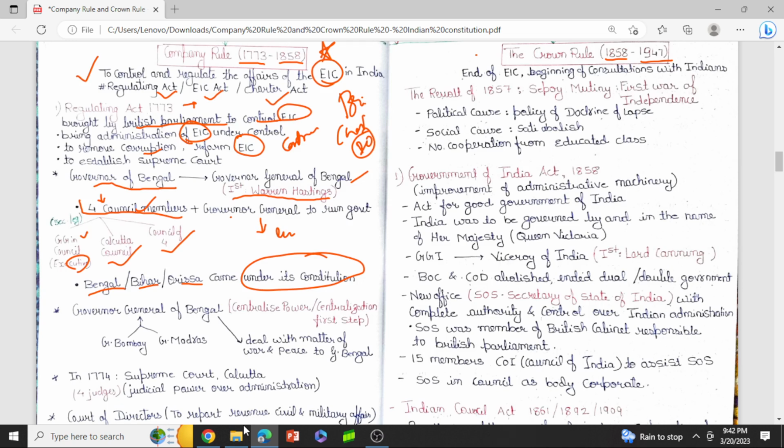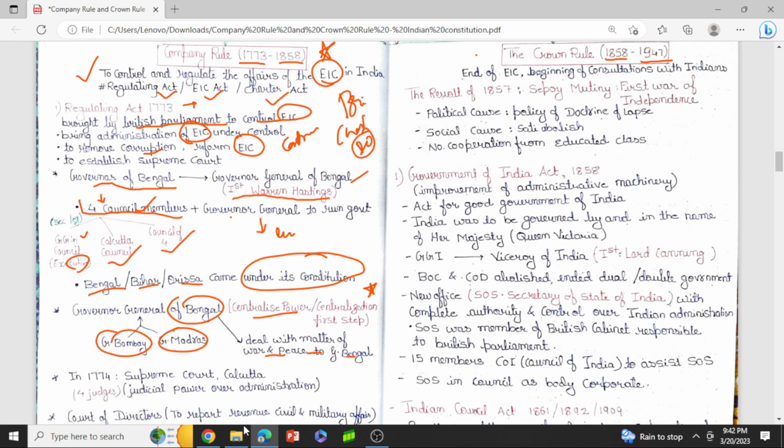So this was where the Governor General of Bengal had to deal with the matters of war and peace, and the Governor of Bombay and Governor of Madras were kept under the Governor General of Bengal. So this is centralization, making the power centralized at one place. Here you need to remember that this is the first step towards centralization.